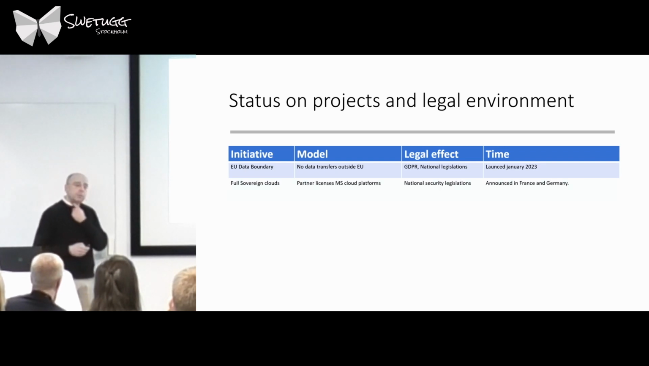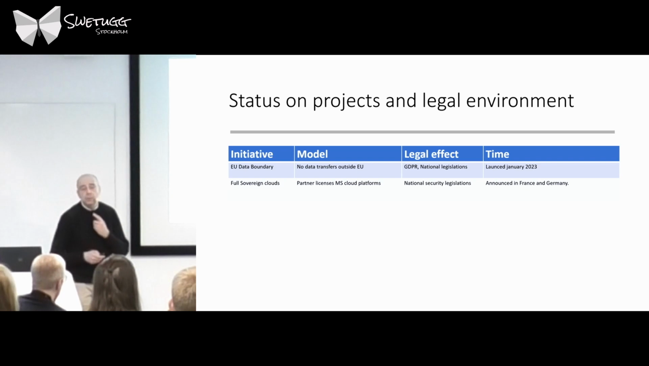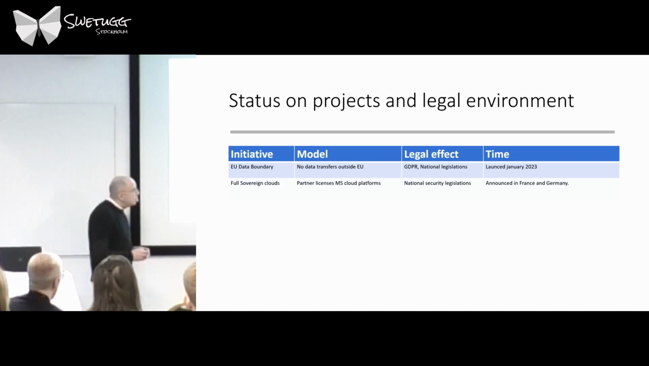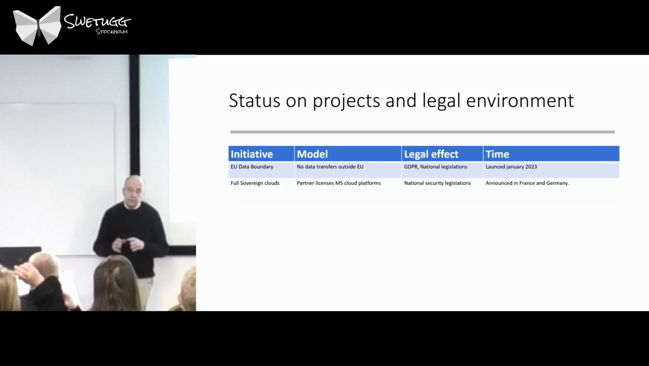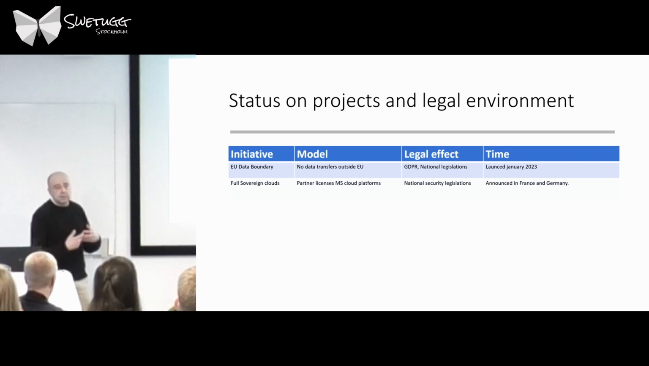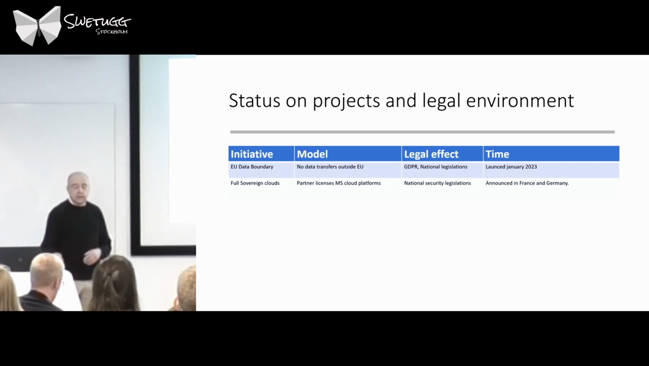We also have some projects called full sovereign clouds, which we are doing in France and in Germany. That basically means that a partner to Microsoft, normally a telecom provider and a big consultancy company, go together, form a company, build a data center and license the Microsoft Cloud Platform. So that's normally focused on national security legislation. In France, they have something called SecNumCloud, which is a legislation that basically forces this kind of security architecture.